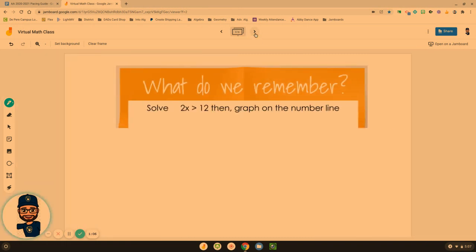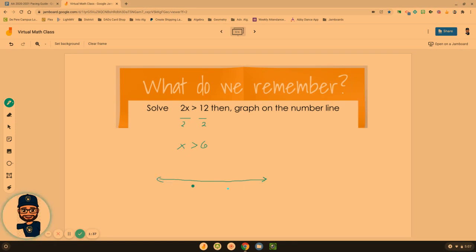So what do we remember about something that looks like this? Solve 2x is greater than 12 and then graph it on a number line. The nice part about much of this section is that we're still solving the same way. Dividing both sides by 2. And because we divide by a positive number, nothing happens to the inequality sign. And I've got x is greater than 6, which means I need to graph that on a number line.